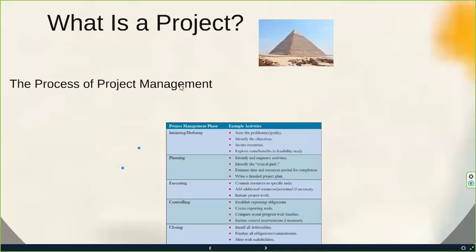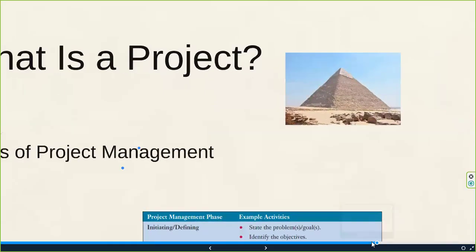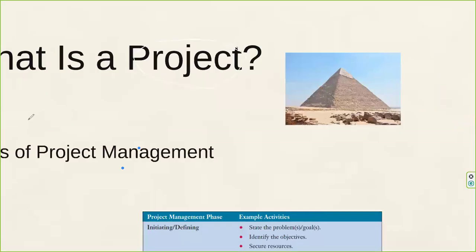Do you know the definition of a project? A project has two things. One is that it has deliverables, and it has to be delivered in time. There are two things: a timeline and the delivery. So this is called a project.